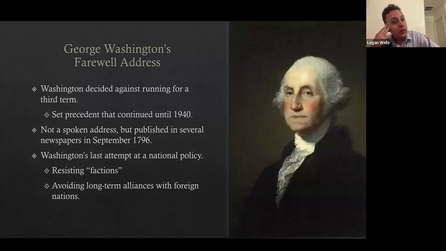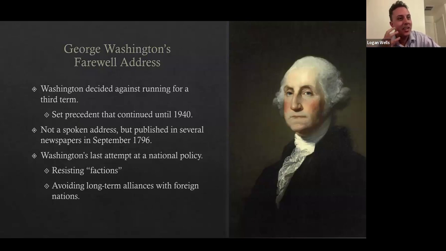Now, it was not a spoken address, right? But it was published in several newspapers in September of 1796. And this is Washington's last attempt at a national policy, right? He despised the fact that there were political parties beginning to form, and he wanted the nation to resist factions and also avoid long-term alliances with foreign nations, right? Another thing he wanted the nation to avoid as well was debt, right? Large amounts of it. And we have failed at every single one of these.